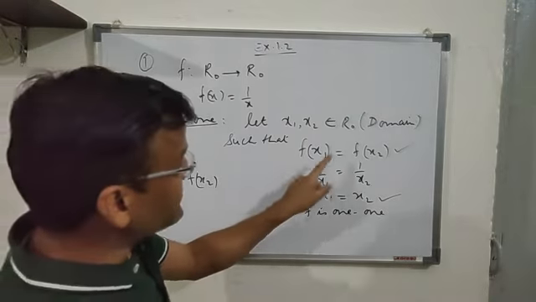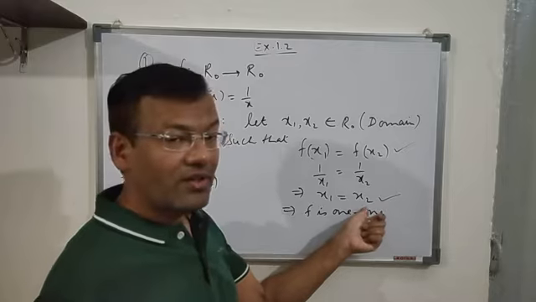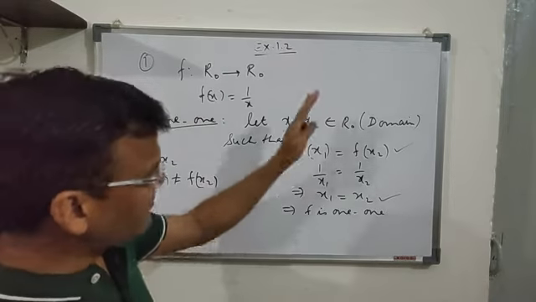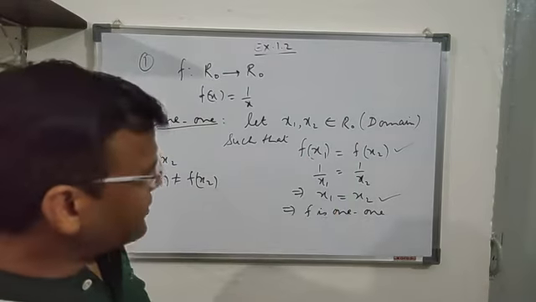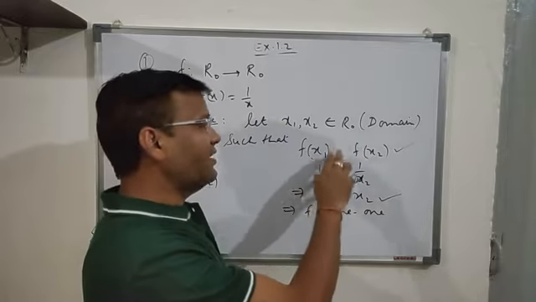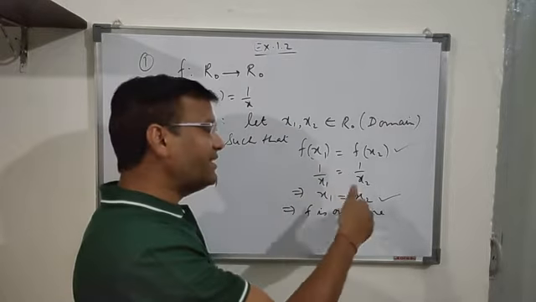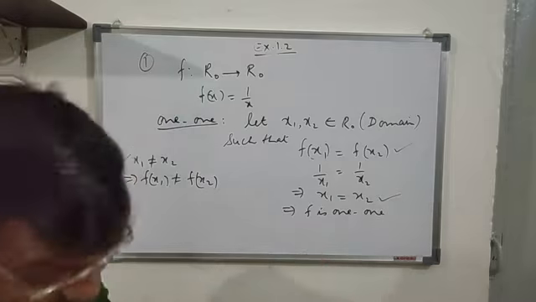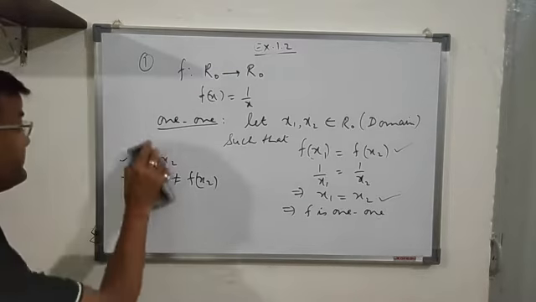That means if the function values are equal, then the elements are equal. So you can use one of the methods. I prefer to use this method: you take any two arbitrary elements such that the function values are the same, and you prove that the elements are the same. So this indicates that the function is 1-1.